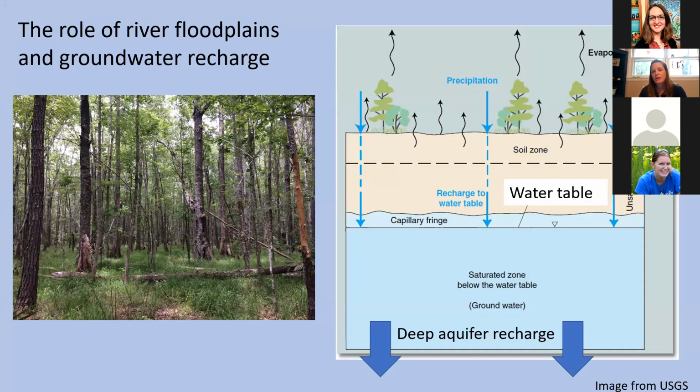The cartoon on the right shows a slice of a conceptual groundwater system where we have the water table separating the soil zone, which is the unsaturated zone of the earth, from the saturated zone underneath the water table. During times of precipitation, water infiltrates down through the unsaturated zone to the water table. And then if it's given time, deep aquifer recharge can happen.